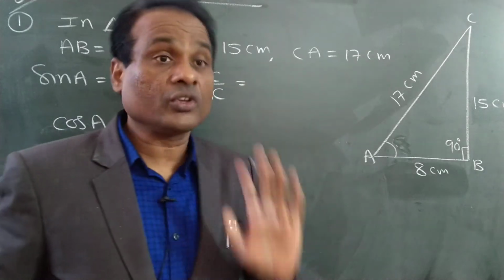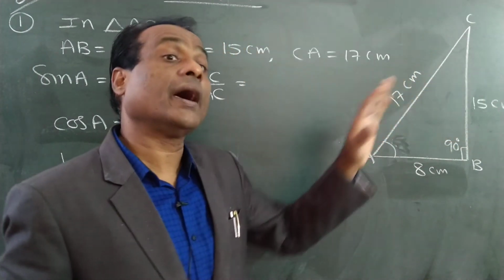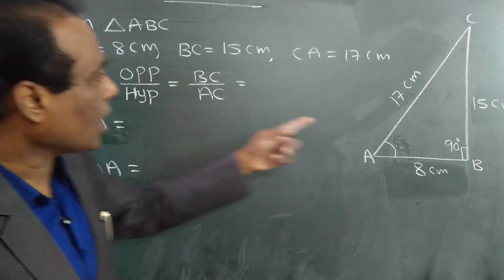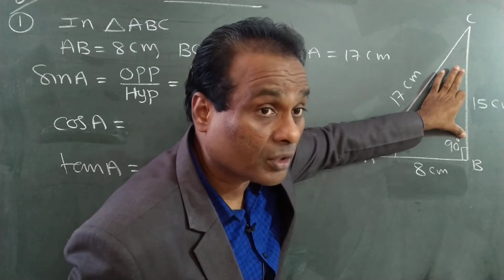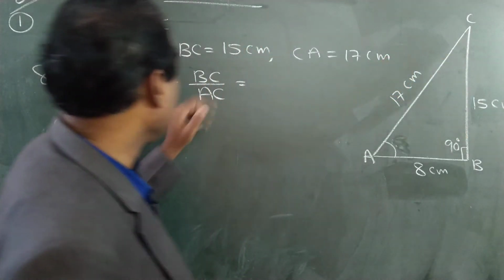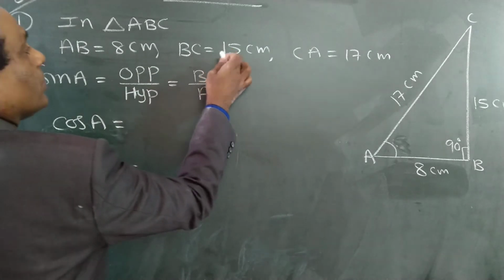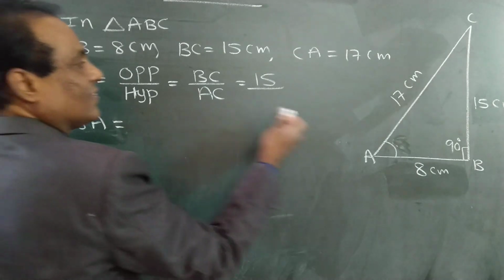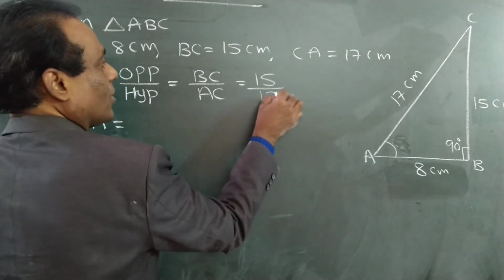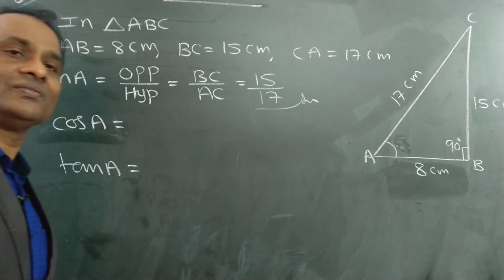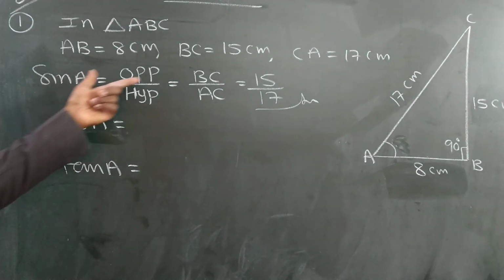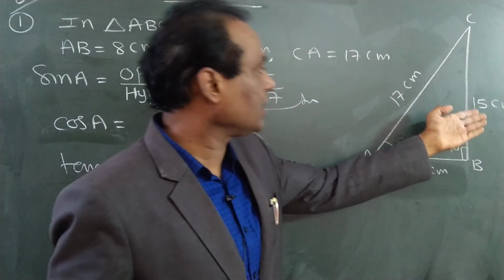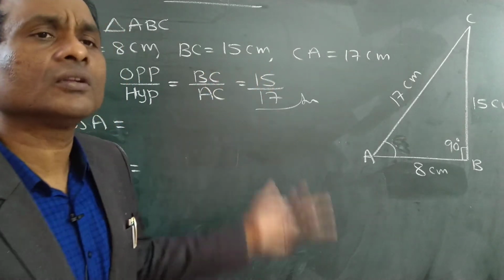Sine definition, you have just written: opposite by hypotenuse. This is the formula for sine. So opposite is BC, hypotenuse is AC. BC by AC. Now what is BC? BC is 15. AC or CA is 17. It is given in the problem. So this is the answer. That's all. The sine formula is opposite by hypotenuse. Just now I gave the 6 formulas. So opposite is 15, hypotenuse 17, so 15 by 17.